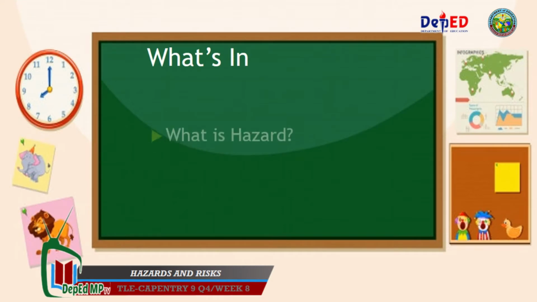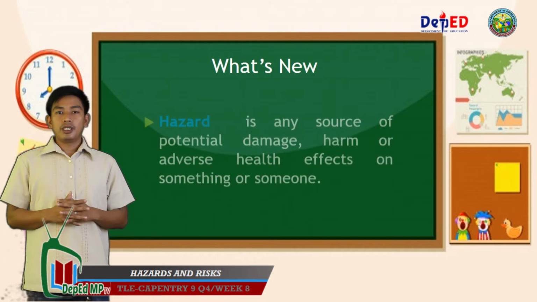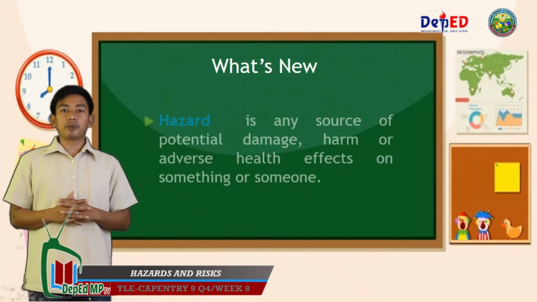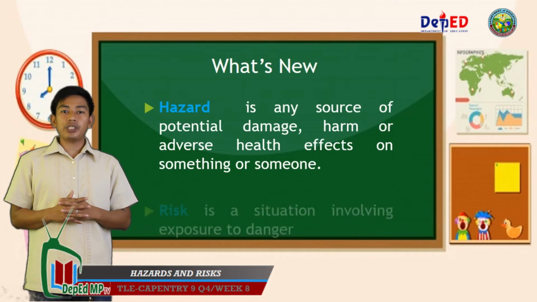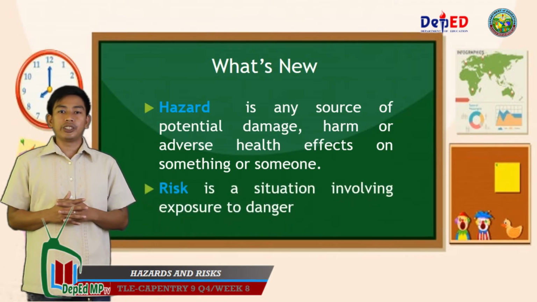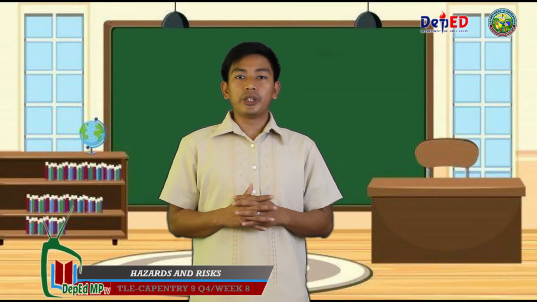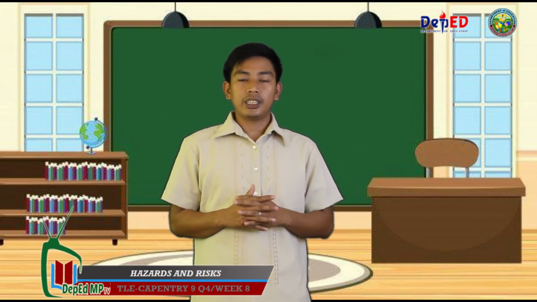What is hazard? Hazard is any source of potential damage, harm, or adverse health effect on something or someone. And risk is a situation involving exposure to danger. In this lesson, you will get to know more about hazards and risks. Are you ready?